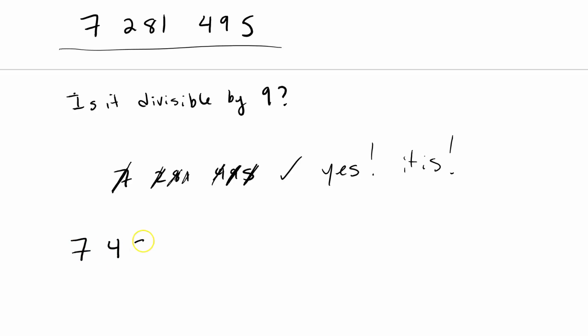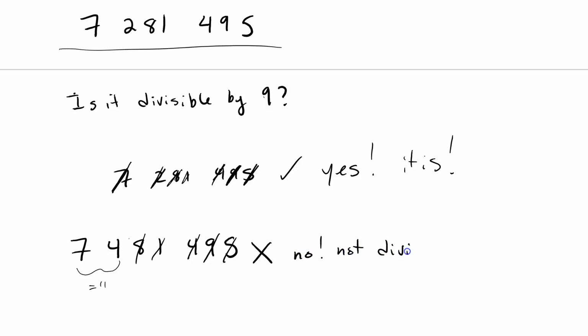What happens if I change the numbers just slightly? 7,481,495. So I know that 9 is divisible by 9. I know that 4 plus 5 is divisible by 9. I know that 8 plus 1 is divisible by 9. But 7 plus 4 is 11. So 11 is not divisible by 9. So we're going to say no. Not divisible by 9.